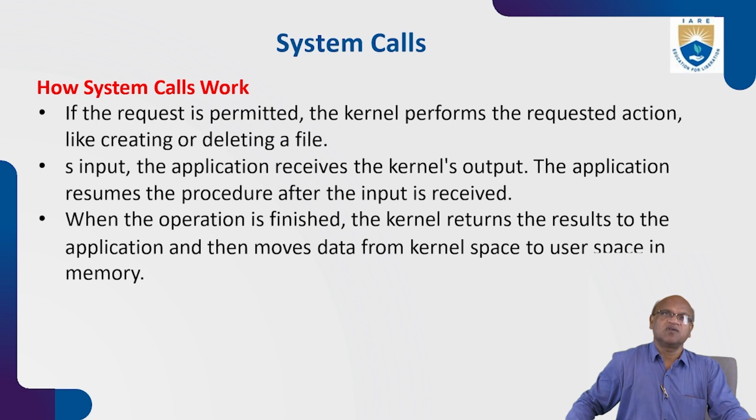So how does a system call work? If the request is permitted, the kernel performs the requested action, like creating or deleting a file. The application receives the kernel's output. When the operation is finished, the kernel returns the result to the application and moves the data from kernel space to user space in memory. So once the job is completed, the control is handed over from kernel mode to user mode. That's it.